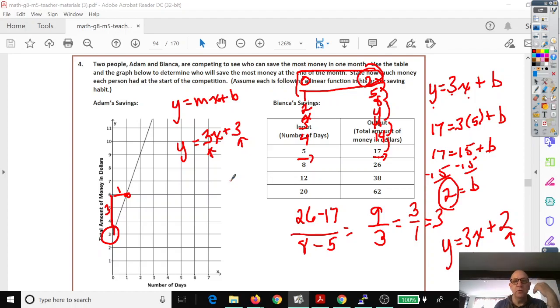All right? So that's what we're doing today. We're comparing graphs, tables, word problems to make equations or functions for all of these, and then comparing them.